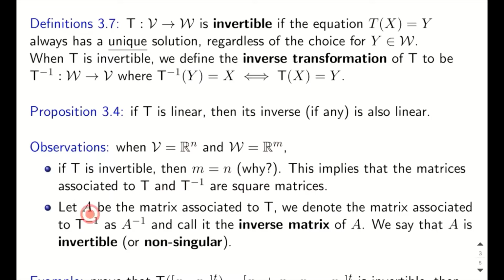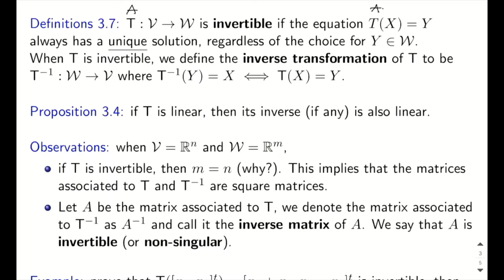Now, let A be the matrix that represents T. At that time, we know that there will be some matrix that represents T inverse. So we are going to denote it as A to the negative 1 and call A to the negative 1 the inverse of the matrix A. Now we say that A is invertible if A negative 1 exists, just like we say T is invertible.